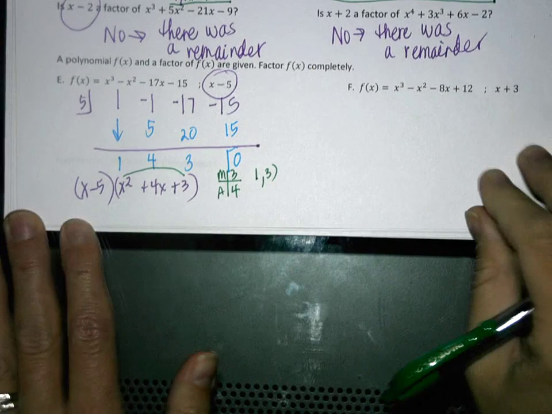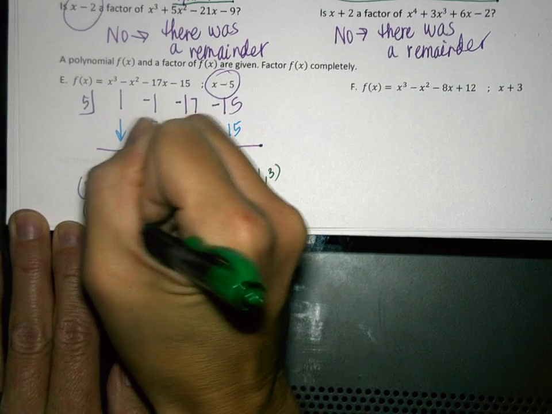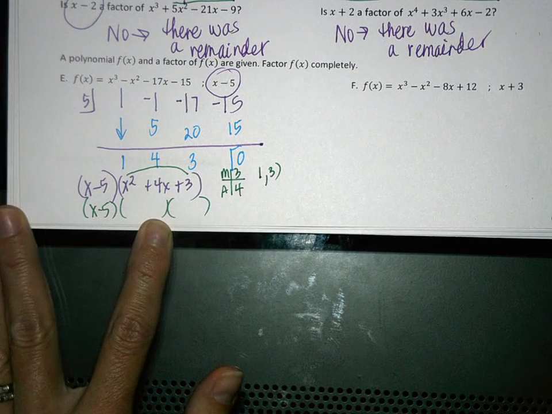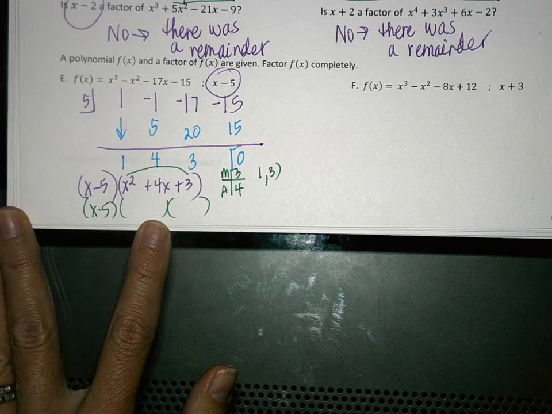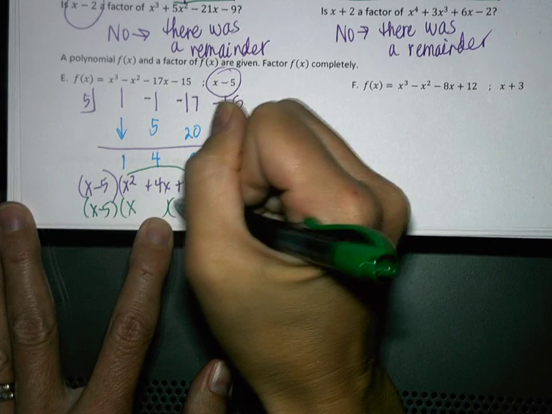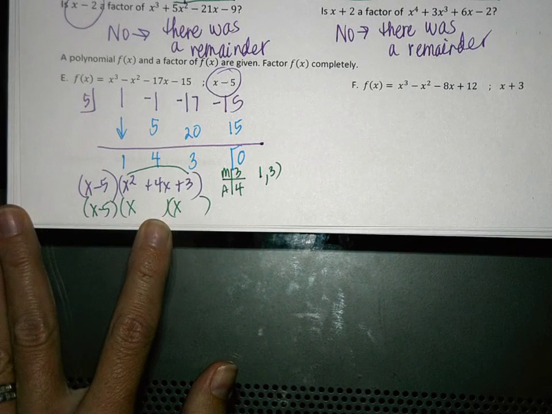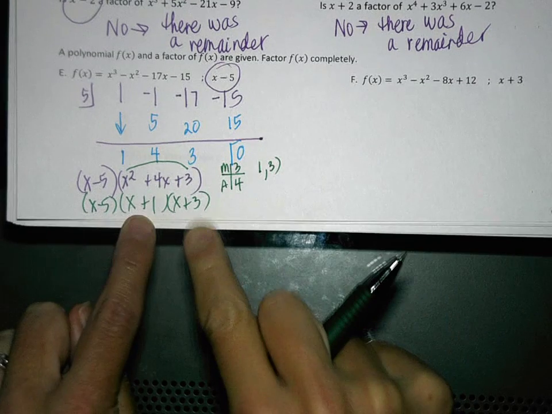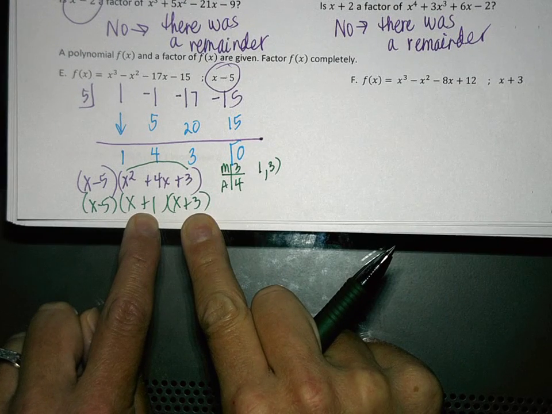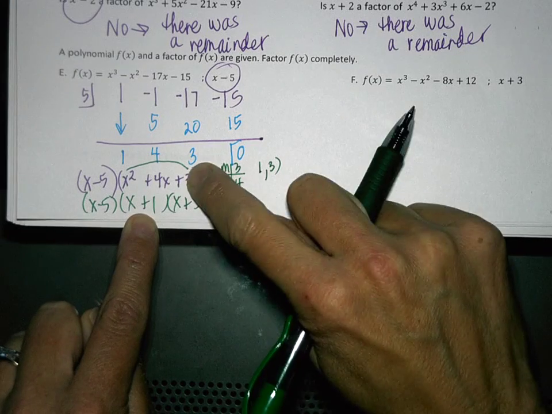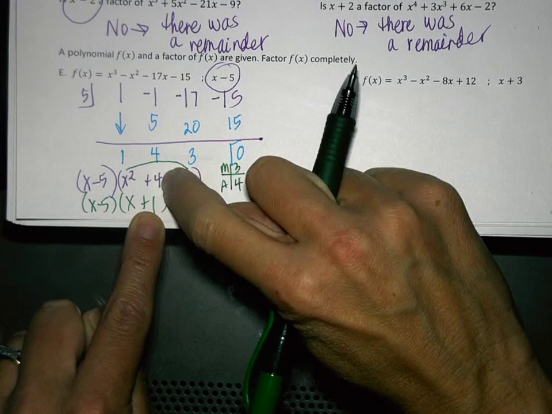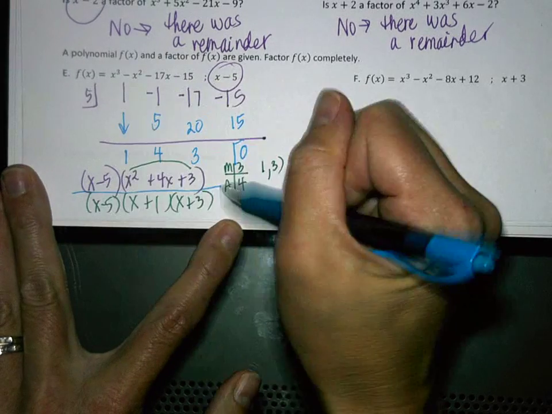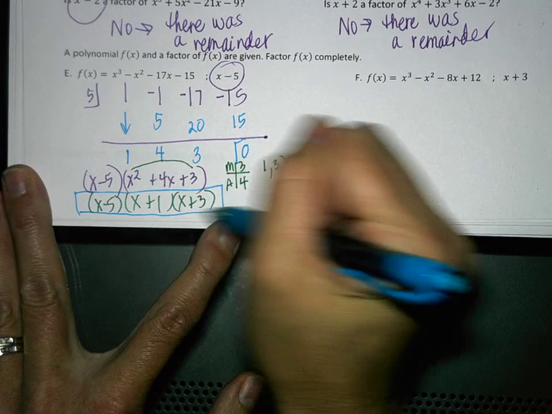Okay, so I still have x minus 5. We make our 2 parentheses. We're using our shortcut. What goes in the front of both parentheses? X. And what goes at the end of both of them? Plus 1, plus 3. And again, remember, these 2 numbers should multiply to be the last number. 1 times 3 makes 3. These 2 numbers should add to be your middle term. 1 plus 3 makes 4. So this is now completely factored. And we're done.